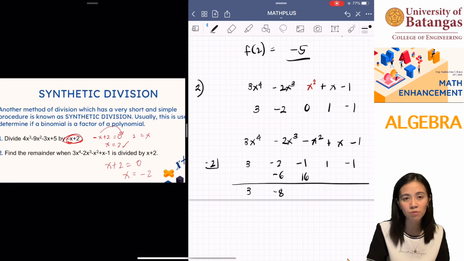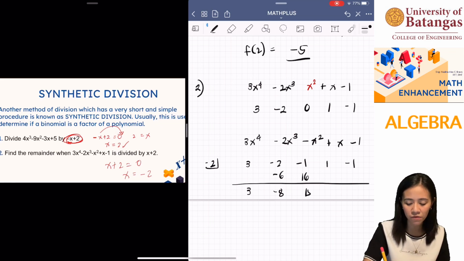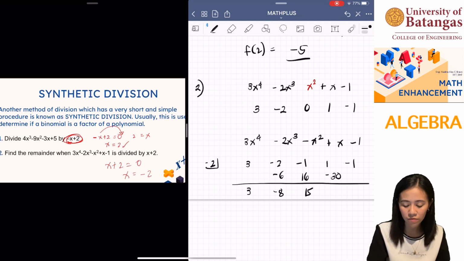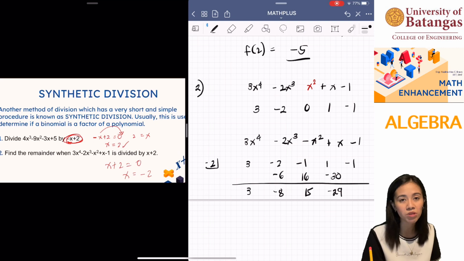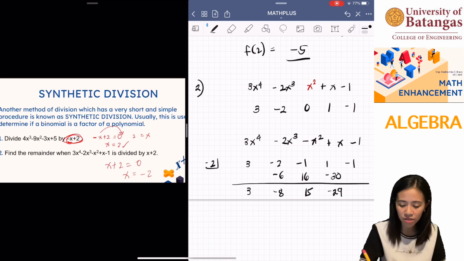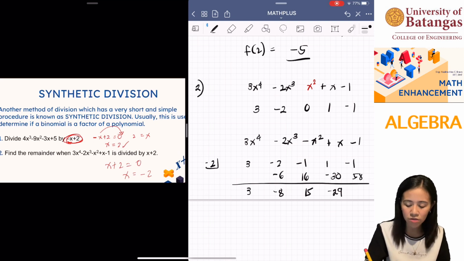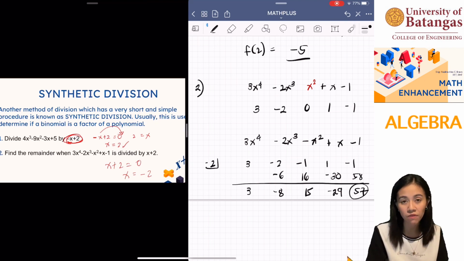Tapos, positive 16 plus negative 1, so you get positive 15 times negative 2. So, you get negative 30. Tapos, we add, so you get negative 29. Tapos, you multiply ulit, negative 29 times negative 2, that's 58. Tapos, 58 times negative 1, 58 plus negative 1, that's 57. So, ang remainder natin, 57.